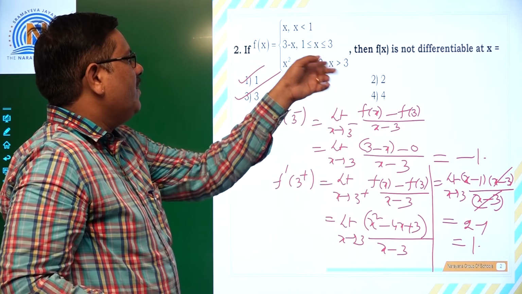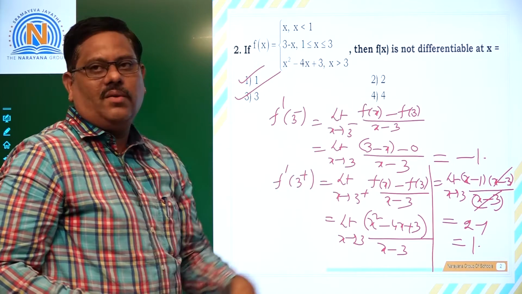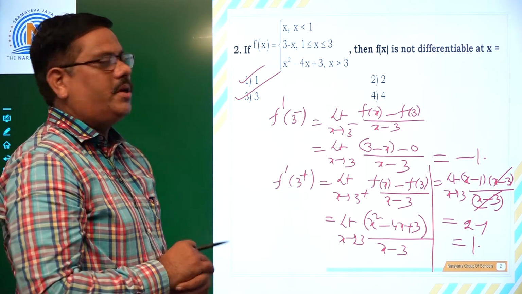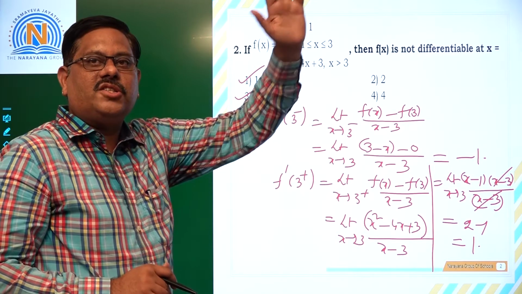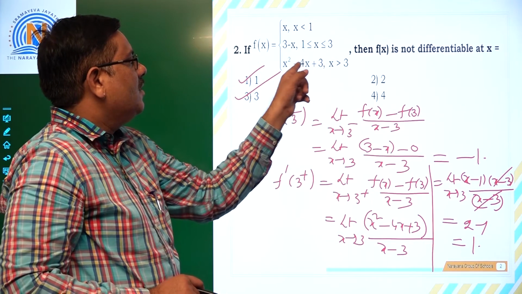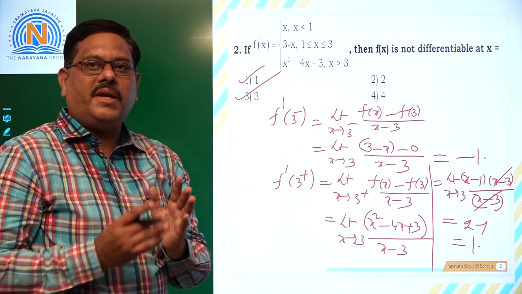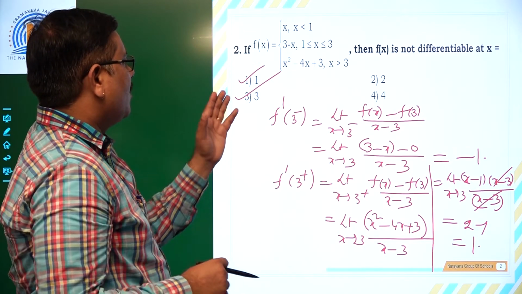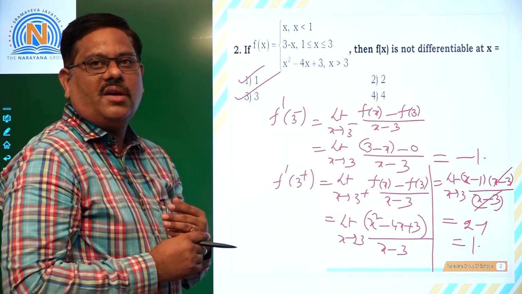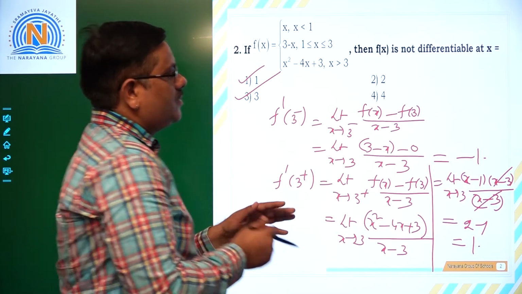2 and 4 are in between points. 4 is more than 3. So definitely they are differentiable at those points, because if x is 2, the function is 3 minus x. Linear function is differentiable. Next, if x is 4, the function is x square minus 4x plus 3. It is a quadratic function, that is also differentiable everywhere. So here only at 1 and 3 the function is not differentiable. So 1 and 3 are the right options.